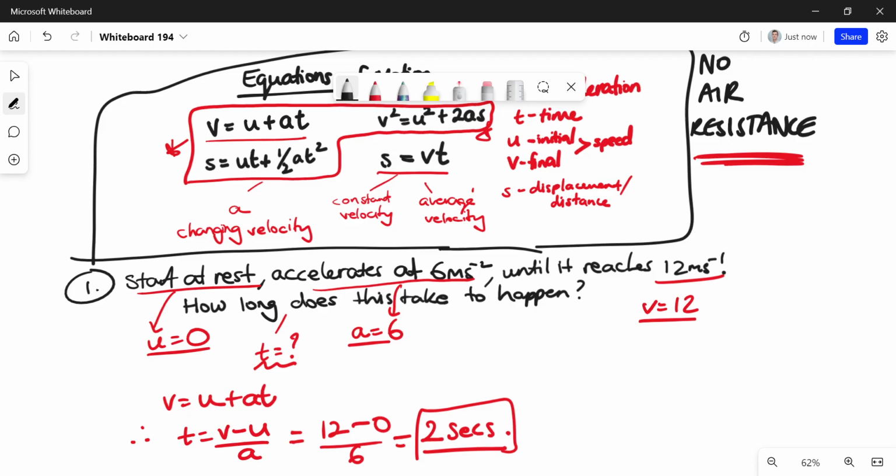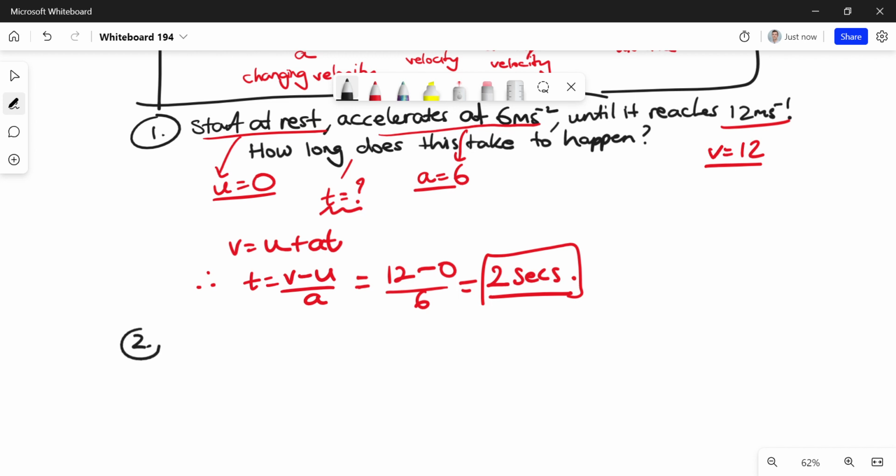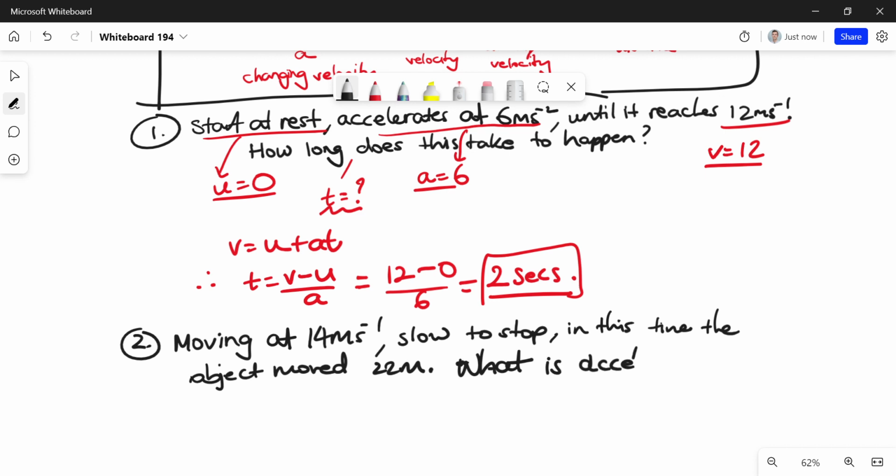So you can see how we've taken a problem and we've used an equation of motion, one of the equations, to then solve it. We're now going to look at a second example. So in this example, I'm going to have an object which is currently moving at 14 meters per second. It's going to slow to a stop. And I'm going to say that in this time, the object moved, let's say 22 meters. And my question is going to be, whoa, what has happened there? I should have a question about that. My question is, what is the acceleration?